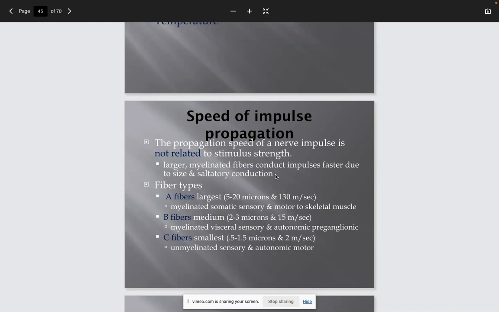There are different fiber types, which I'm not too crazy about testing you guys on. There's A, B, and C. A being the largest, right? These are going to be more or less related to skeletal muscle. B, which is going to be your visceral organs and your autonomic preganglion. If you remember, we talked about the autonomic nervous system being in relation to the viscera or your internal organs. And then C is going to be your smallest. These are going to be your sensory and autonomic motor. So I'm not really going to test you guys on these, just letting you know there's different fiber types and different sizes.